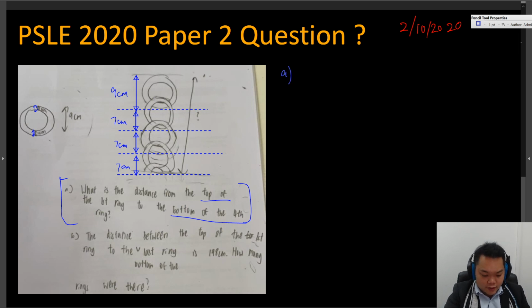For part A, we can just say that the distance from the top to the bottom will be 9 plus 3 copies of 7. So that will give you 30 cm. Okay, let me just make sure I don't write on my big head.